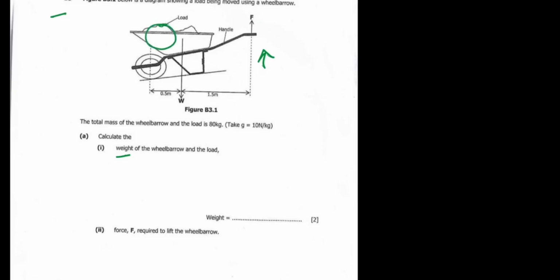This is the load. In other words, it's something that you need to overcome by applying that effort or force that you're applying upwards. When you're looking at the weight, it is equal to mass times the acceleration due to gravity. So in this case, you will realize that the mass of the wheelbarrow and the load itself is actually 80 kg. So that is our mass.